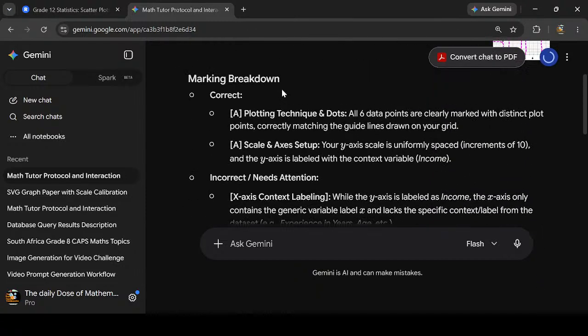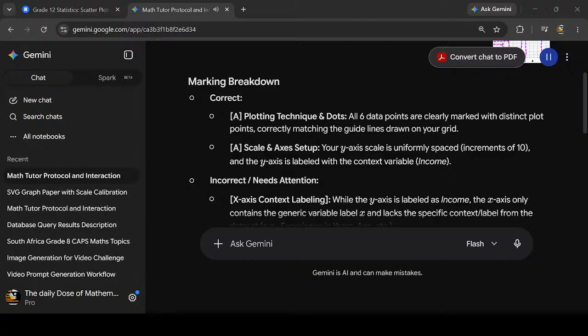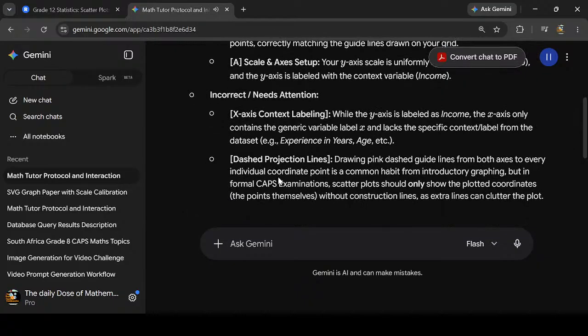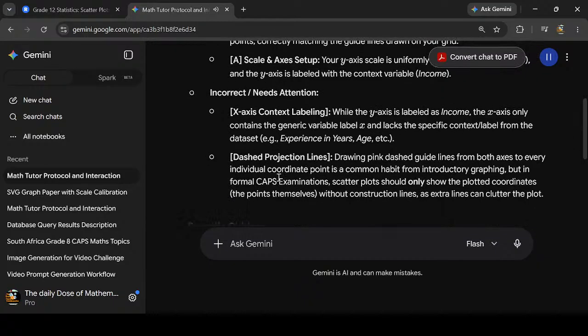Marking the breakdown. Negative. Correct. Plotting technique in dots: all 6 data points are clearly marked with distinct plot points, correctly matching the guidelines drawn on your grid. Scale and axis setup: your y-axis scale is uniformly spaced, increments of 10, and the y-axis is labeled with the context variable, income. Incorrect, needs attention. X-axis context labeling: while the y-axis is labeled as income, the x-axis only contains the generic variable label x and lacks the specific context label from the dataset, e.g., experience in years, age, etc.